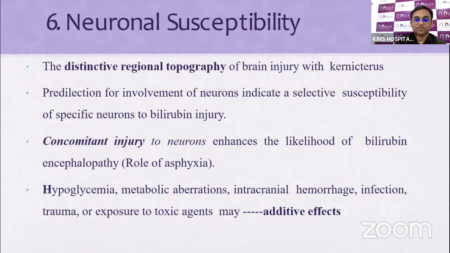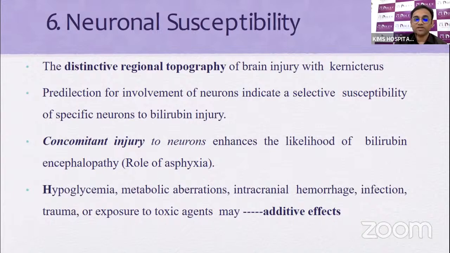A majority of the bilirubin will enter into the brain, but there must be susceptible neuronal cells which will be affected by the bilirubin. From studies, we have found that there's a distinctive regional topography of the brain injury that happens in the case of kernicterus. The predominant involvement is of the neurons because they have a high amount of receptors for the deposition of bilirubinic acid. Not only the neurons, there can be involvement of the astrocytes and microglial cells, but they may not be as significantly affected as the neurons.